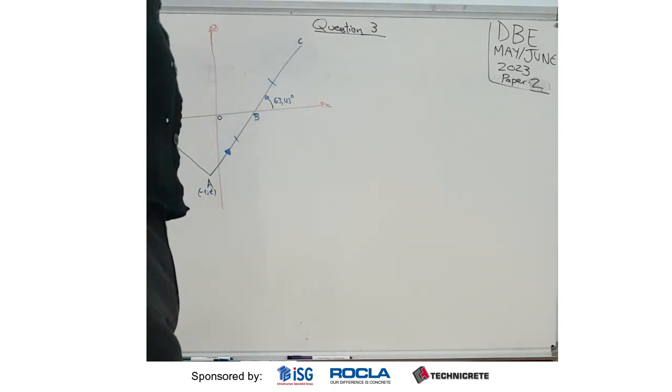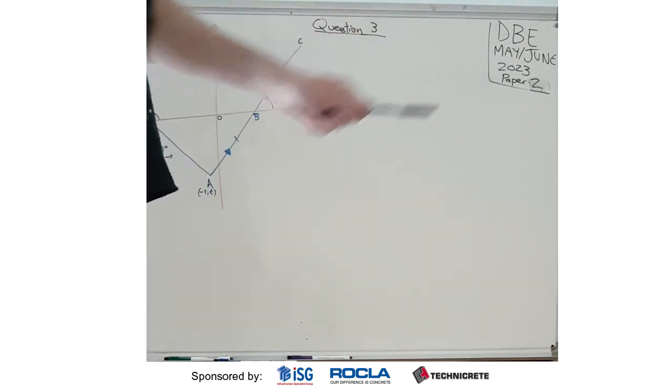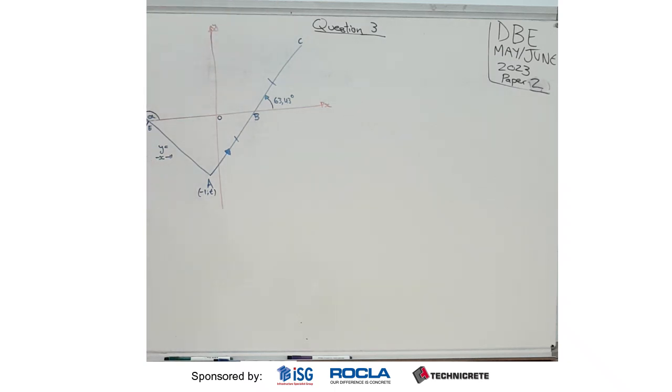Alright, hello everyone. In this video we'll be looking at last year's June paper 2, question 3. So, we are given a diagram looking like so, just to make sure we're all on the same page. Points A, B, C, D, E and F. We have angle alpha over here. This angle is given, 63.43 degrees.